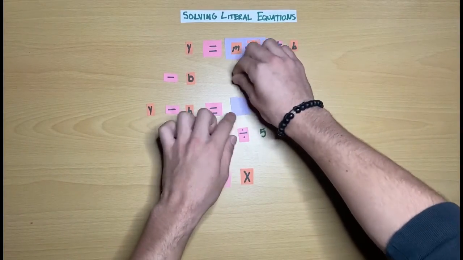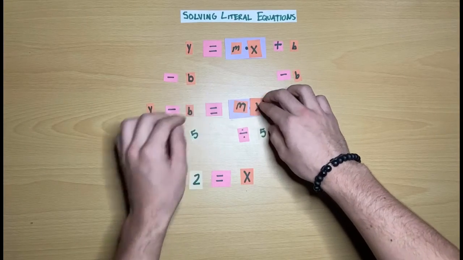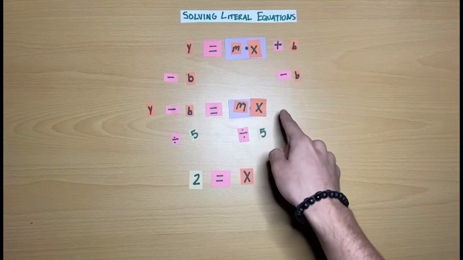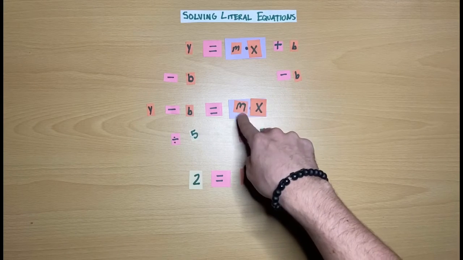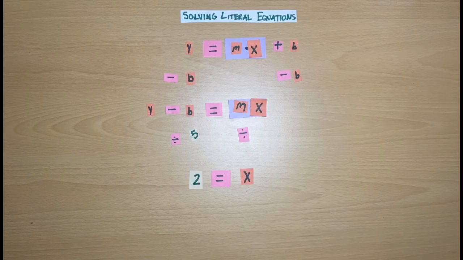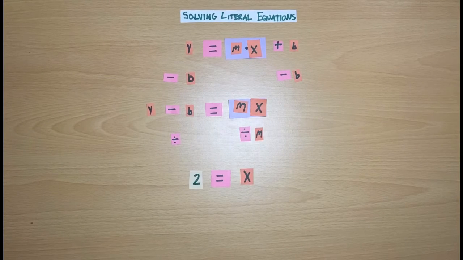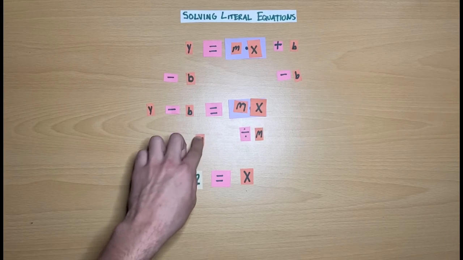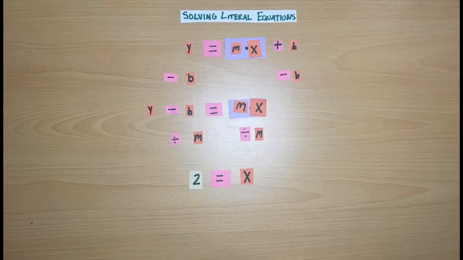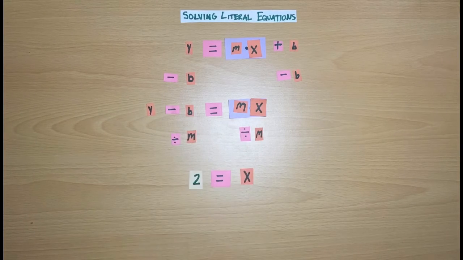This 5 is now an m from just carrying it down. And of course, this is m times x, so the inverse operation to get rid of this m is division, like how we did with the 5. So now, instead of dividing by 5, we're dividing by m. And we have to do the same thing to this side. We can't divide by 5 there. We need to divide by m, keep it the same. And once we do that, we have y minus b divided by m.